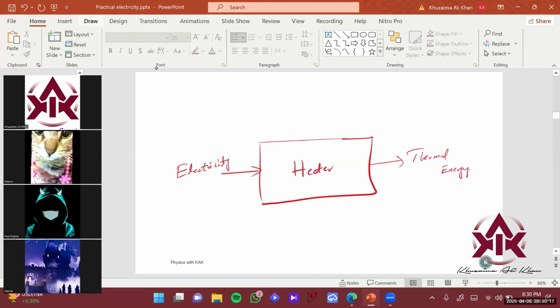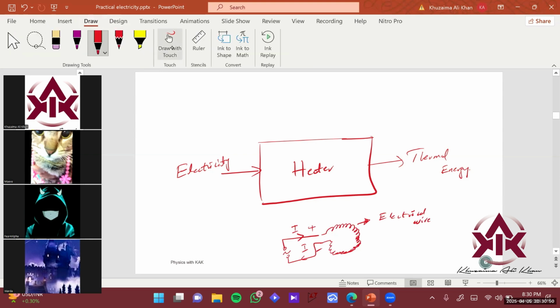So just imagine what is used over here. You have a coil of wire, and this is connected to your supply. This is positive, this is negative. When the current flows into the circuit, into the wire, this is called the electrical wire. Okay, so basically what happens over here is as follows.